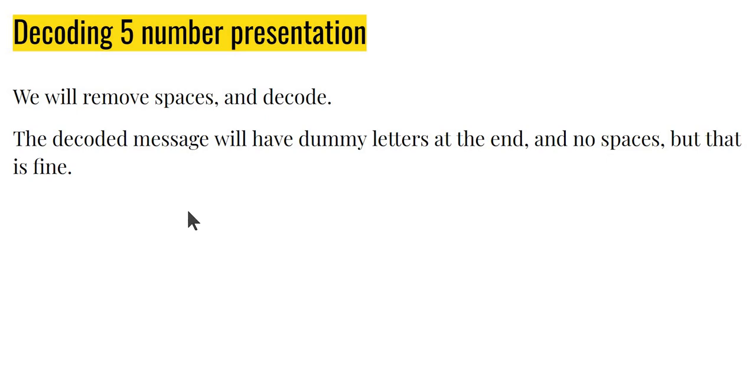We are looking at enhancing the secret messages program from the YByte Python curriculum available at www.ybyte.in. In the last video, we saw how we can create a 5-number presentation, which makes it quite interesting because the message looks really cool. Now, the question that comes up is how do we decode this? Well, in fact, the answer is very, very simple. Just remove the spaces again and decode. However, remember that decoded messages will have dummy letters at the end and no spaces, but that is usually fine.